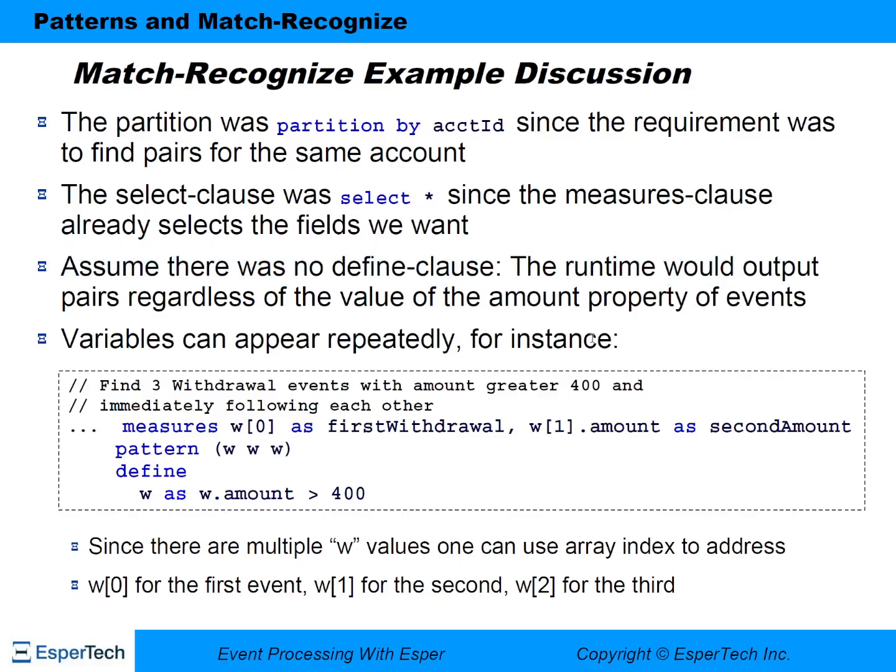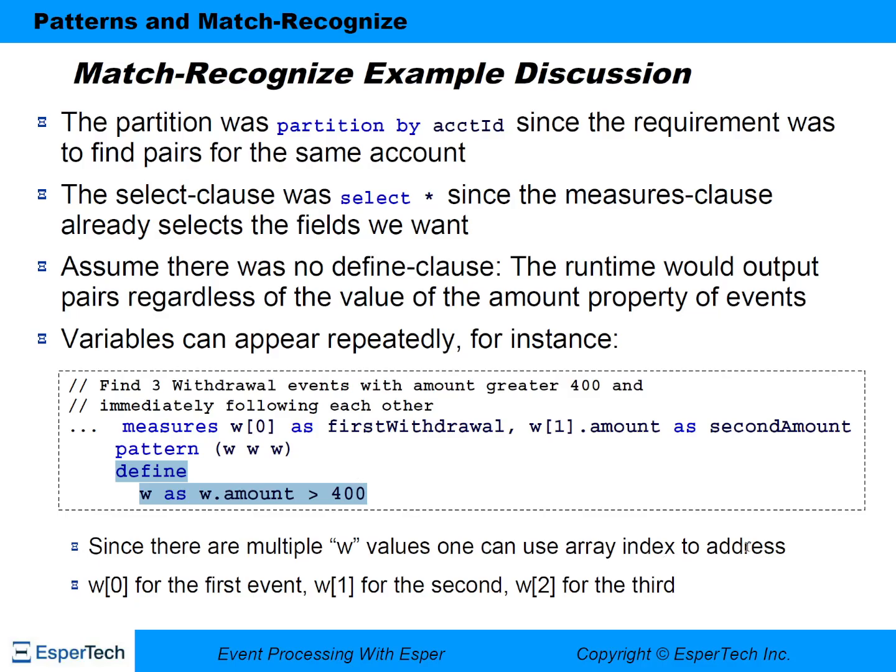Variables can appear repeatedly, for instance. Find 3 withdrawal events with amount greater than 400 and immediately following each other. Measures W brackets 0 as first withdrawal, W brackets 1 amount as second amount. Pattern parenthesis W W W. Define. W as W.amount greater than 400.